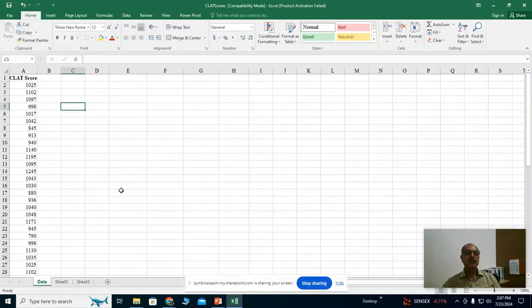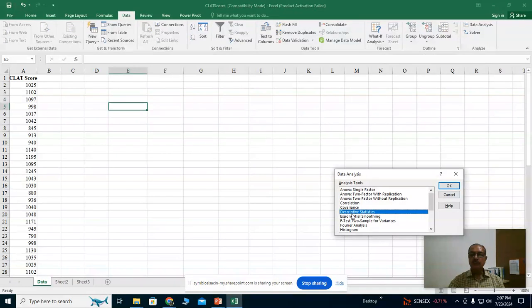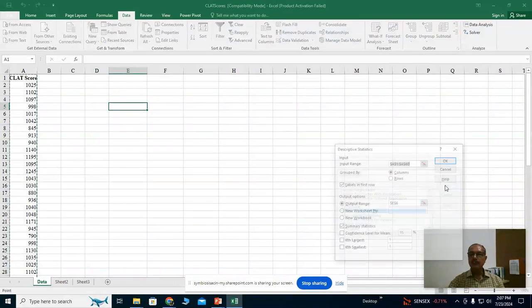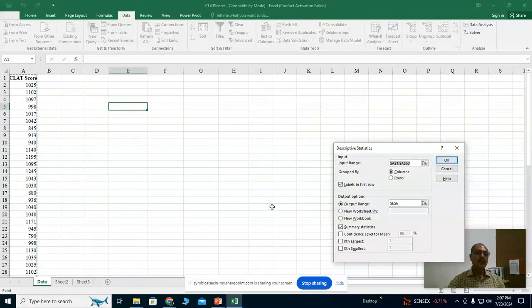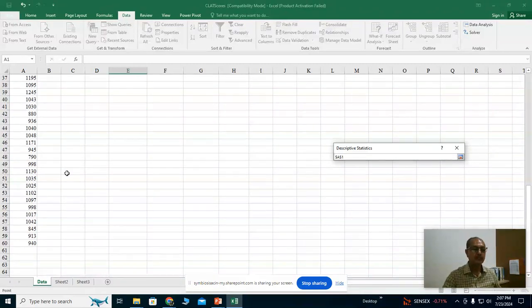So we want to calculate the descriptive statistics. You need to select one cell here, then go to Data, then Data Analysis, and in that you need to select Descriptive Statistics. Just click OK, and after that you need to select the data here. For selecting the data, just click it here, then select from here, hold the shift button and go to this cell.